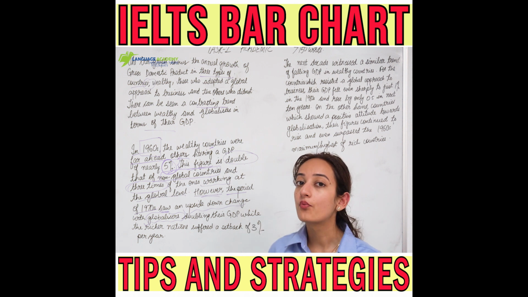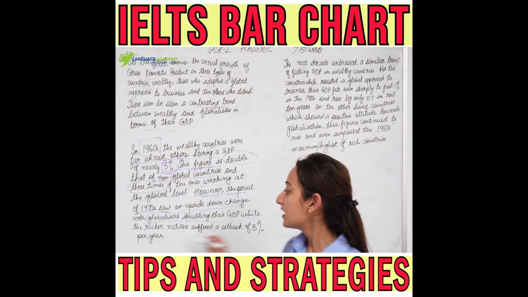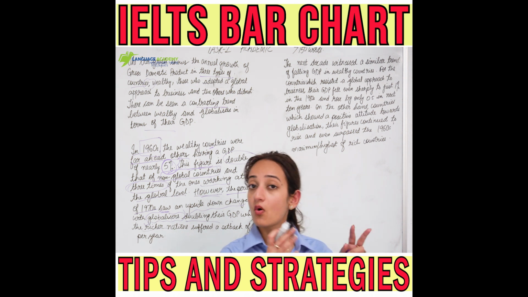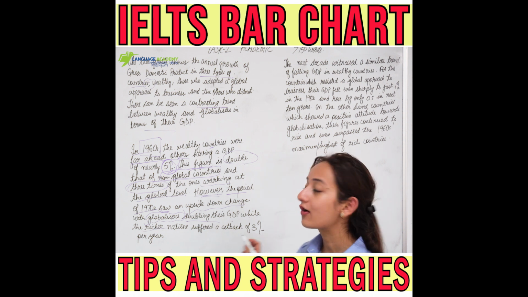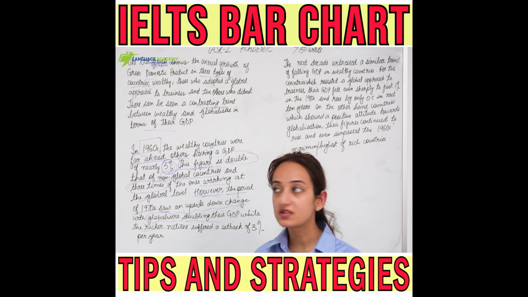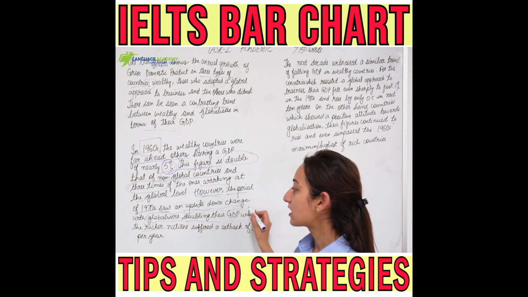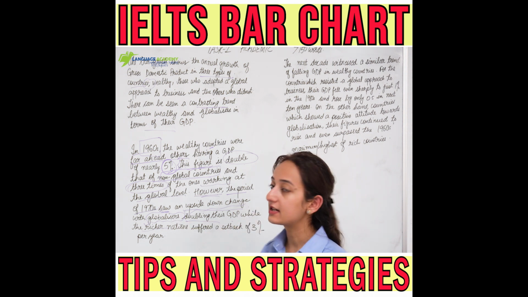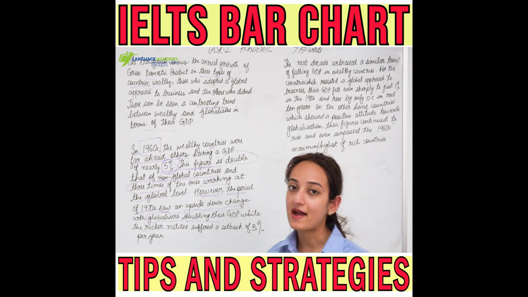Upside down change with what? With globalizers doubling their GDP, while the richer nations which were at quite a high level, which were far ahead of others, they suffered a setback of 3% per year. So because it is completely opposite to what happened 10 years back, that's why we wrote upside down change. With globalizers, they were able to double their GDP, and the wealthy nations, they suffered a setback.